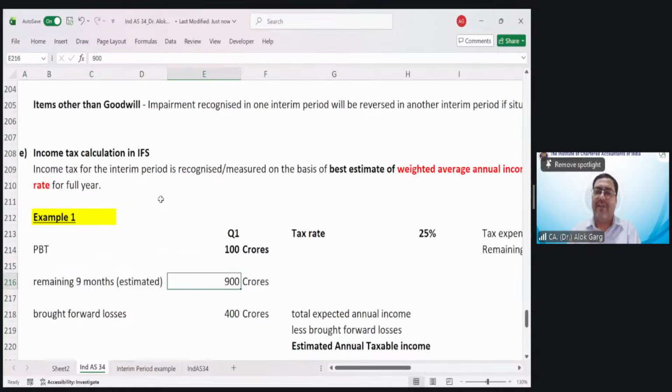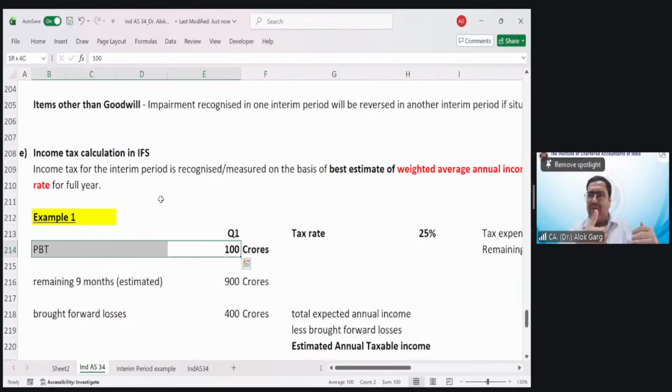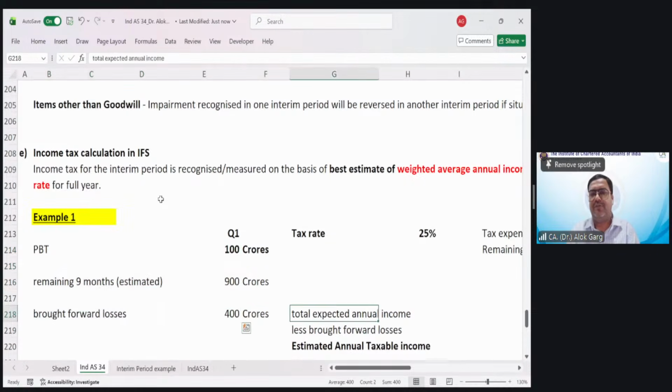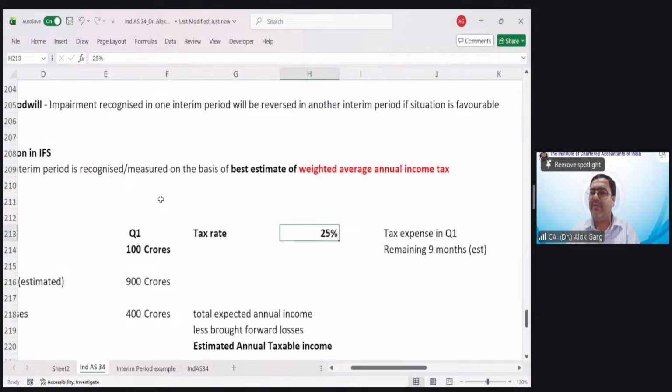So Manoj, whenever companies do the advance tax calculation, this is how they do it. What is my current quarter profit, or whatever period has already passed? What is the actual profit plus what is the remaining profit? Remaining profit means projected profit for the remaining period of the current year. So 1000 crore is the total expected profit for the full year. Brought forward loss is 400 crores. Tax rate is 25% given in the question.